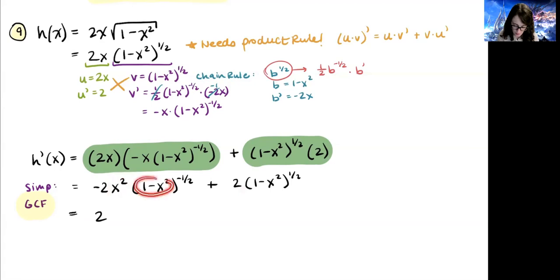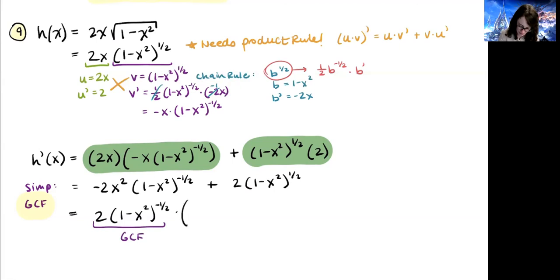Then we have 1 minus x squared, 1 minus x squared to different powers. When you take out the GCF, you can only take out the smallest power. You can only take out the smallest power that appears. So the smallest power here is negative 1/2. So we're going to take out a (1 minus x squared) to the negative 1/2 power. And here's the GCF.